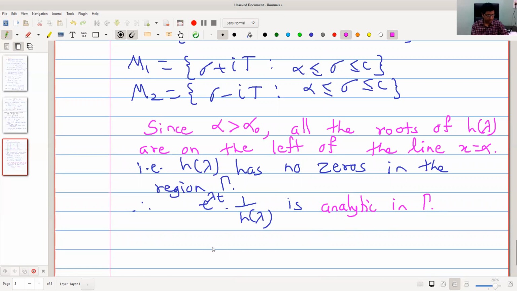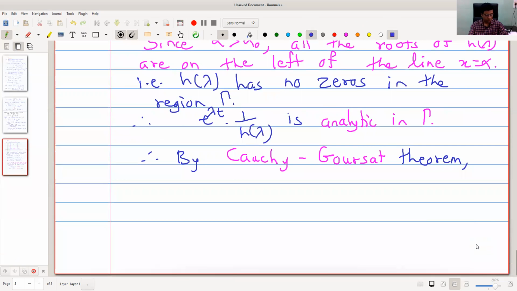Okay, so this is an analytic function. Therefore, by the Cauchy-Goursat theorem, the integral of e raised to lambda t into 1 upon h of lambda along the boundary of gamma, that is del gamma, is equal to 0. Okay, so we call this 1.